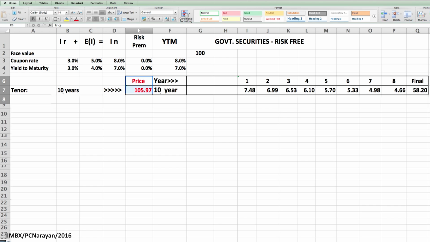The example that we saw earlier was with respect to a government security, that means a bond issued by the government.